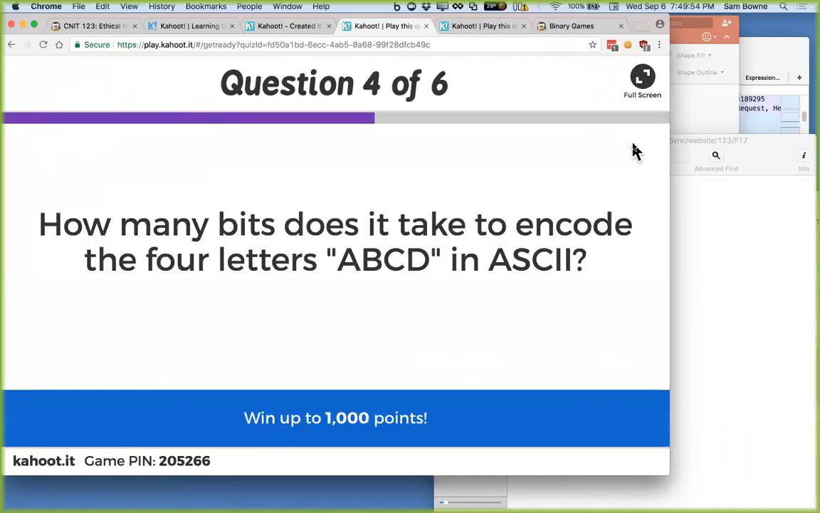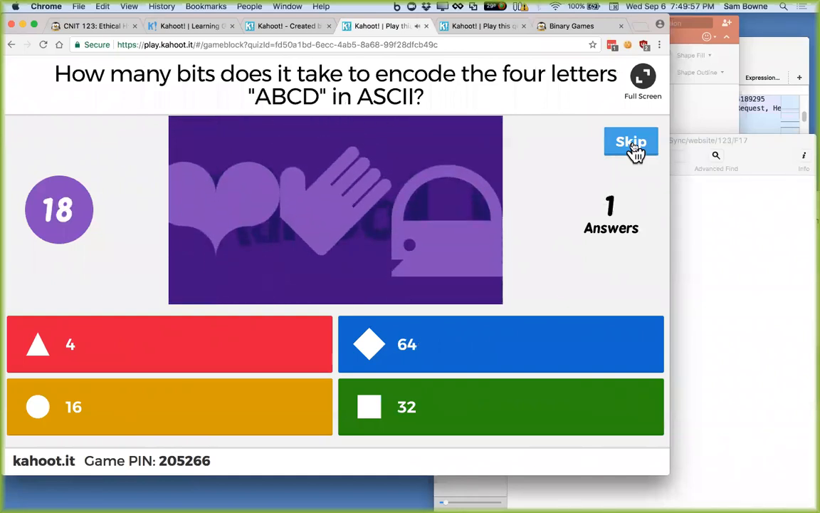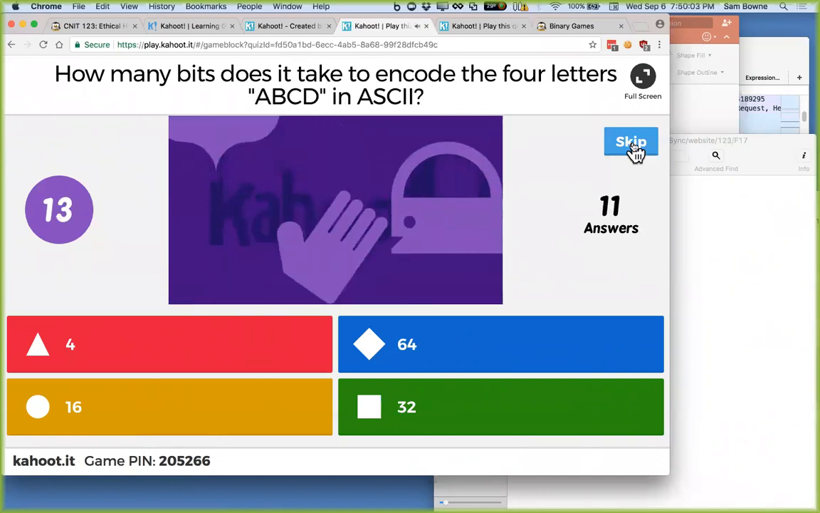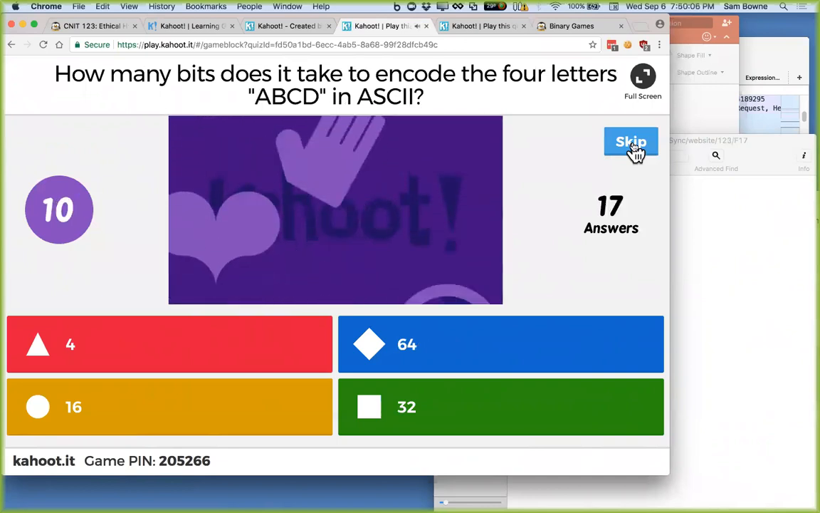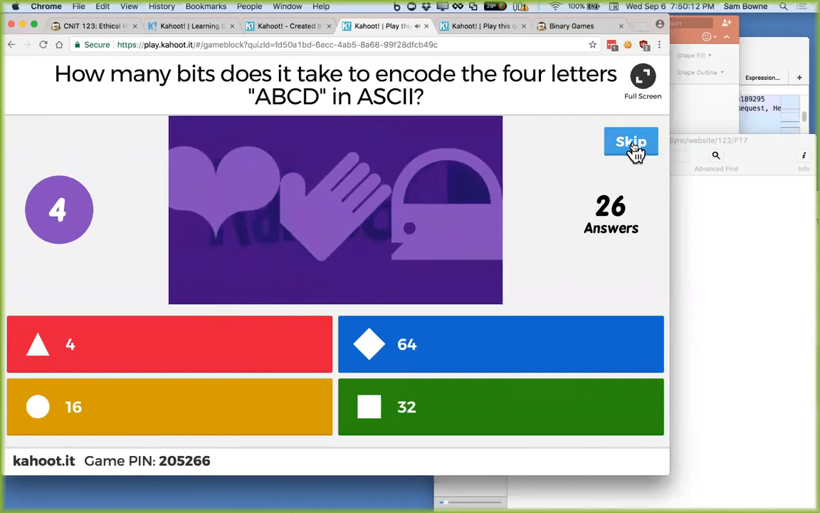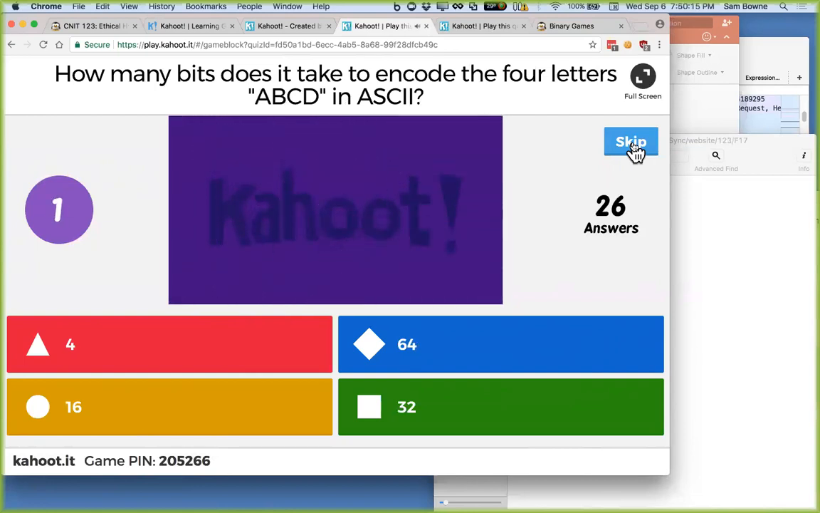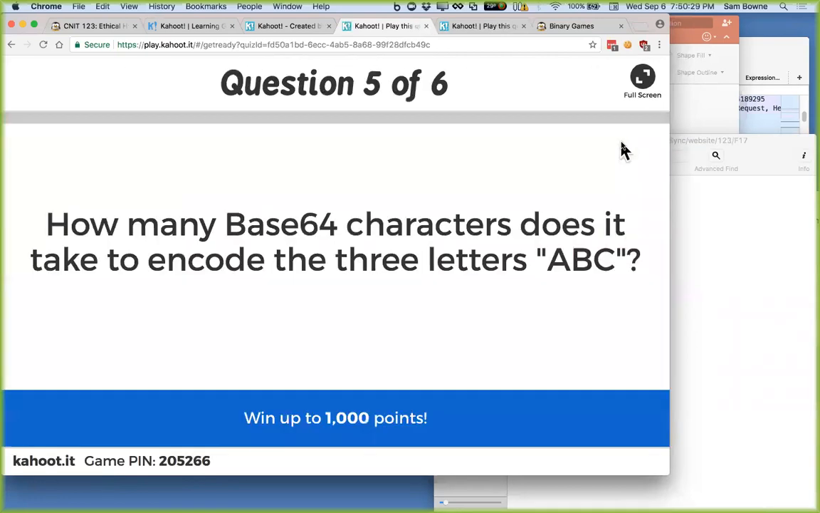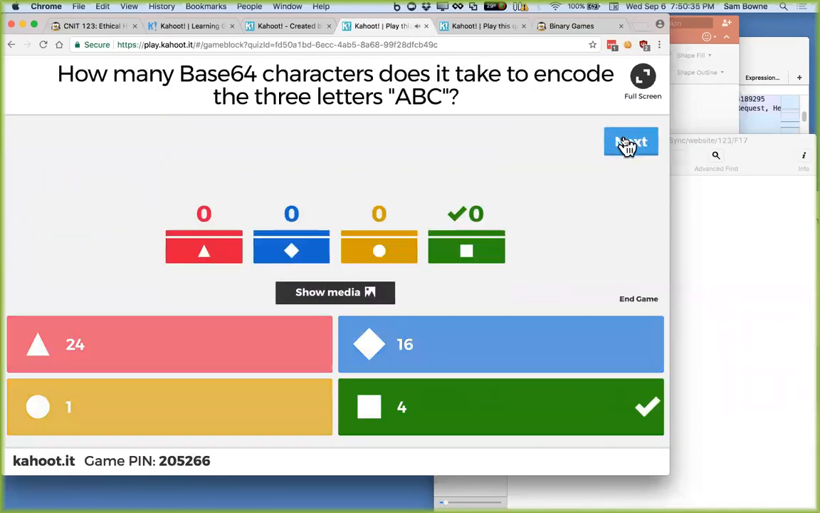How many bits does it take to encode 4 letters in ASCII? I might skip the next one because we didn't get this far. 64. All right. And you're right. ASCII uses 8 bits, 1 byte for every character, which I don't think I mentioned in lecture, but a lot of you knew it. So the right answer is 32, 8 bits per byte. Now, the next one I think is base 64, which I'm going to skip if it is. Yeah, let's skip this one for now because I didn't get that far in the lecture. Let's see what the next one is.